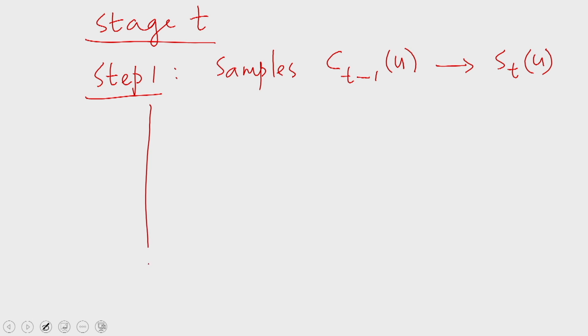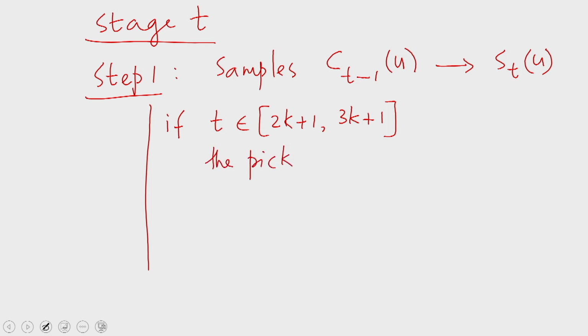So, the drawing of the samples is done like this. If the stage number t belongs to this range, that is 2k plus 1 to 3k plus 1, remember, k is the level number of node u for which we are writing the stage, then we pick every fourth item from the right hand side as a sample. The sampling is done like this.